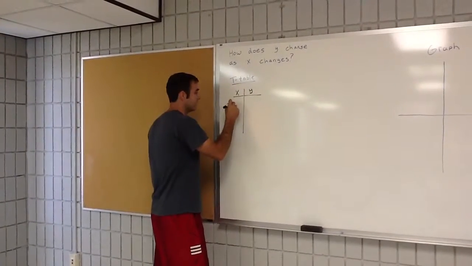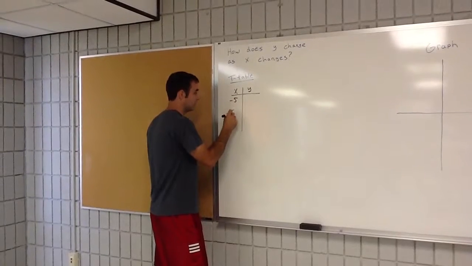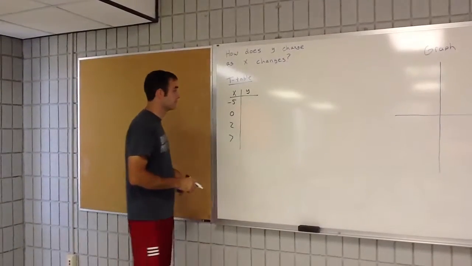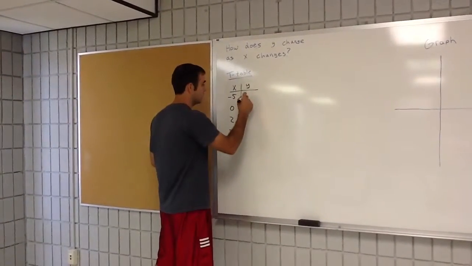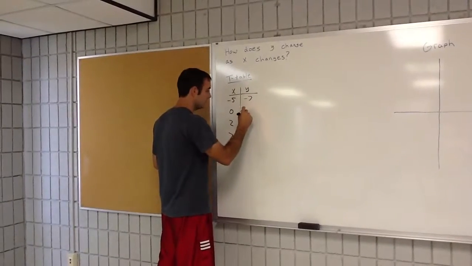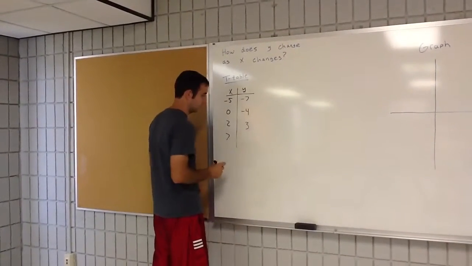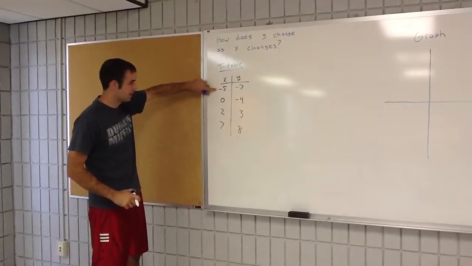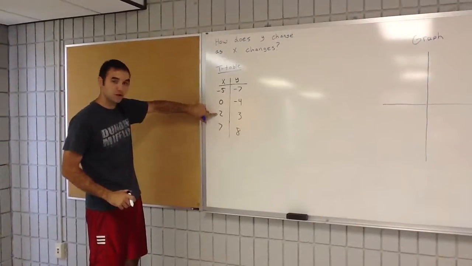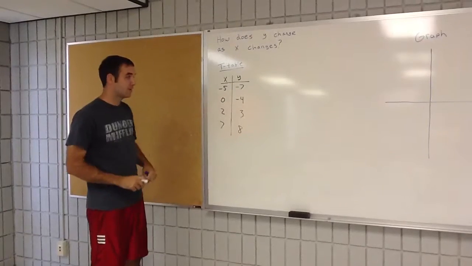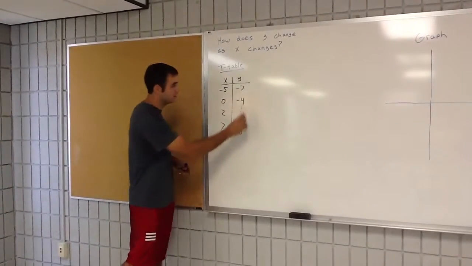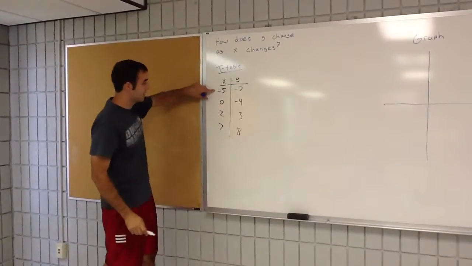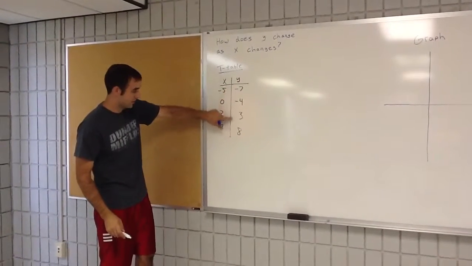Okay, so it might say -5, 0, 2, and 7. These are just random numbers that I'm throwing in there. And the y value might look like -7, -4, 3, and 8. Okay? So as the value of x gets bigger, -5 to 0, 0 to 2, and 2 to 7, what happens to the values of y? Well, they get bigger as well. -7 jumps to -4, -4 to 3, and 3 to 8. As the x values get bigger, the y values get bigger.